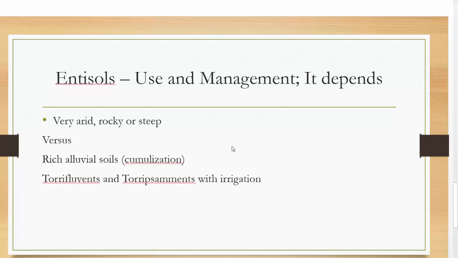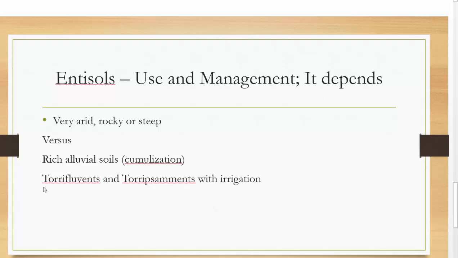Okay, Entisols, when you talk about use and management, it really depends. You may have very arid, rocky, or steep Entisols like many of the orthents, or on the other hand, you could have very rich alluvial soils. And the classic example that they give in the textbook is the Nile River. Before they built the Aswan Dam, rich, fertile soil came down and was deposited along the banks of the Nile River through a process of cumulation, and these served as very useful agricultural soils.